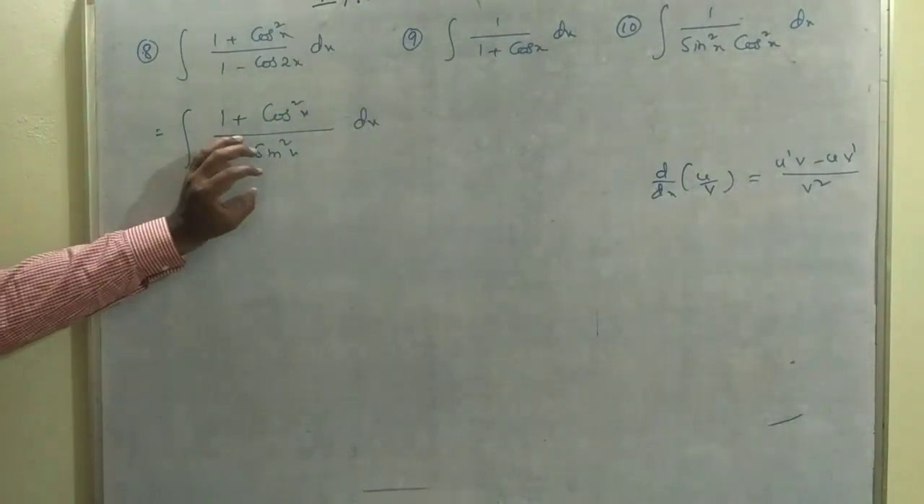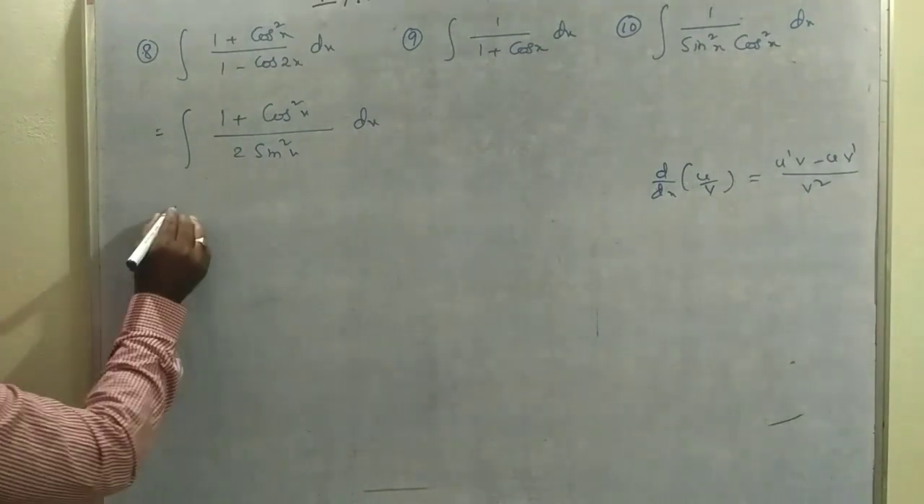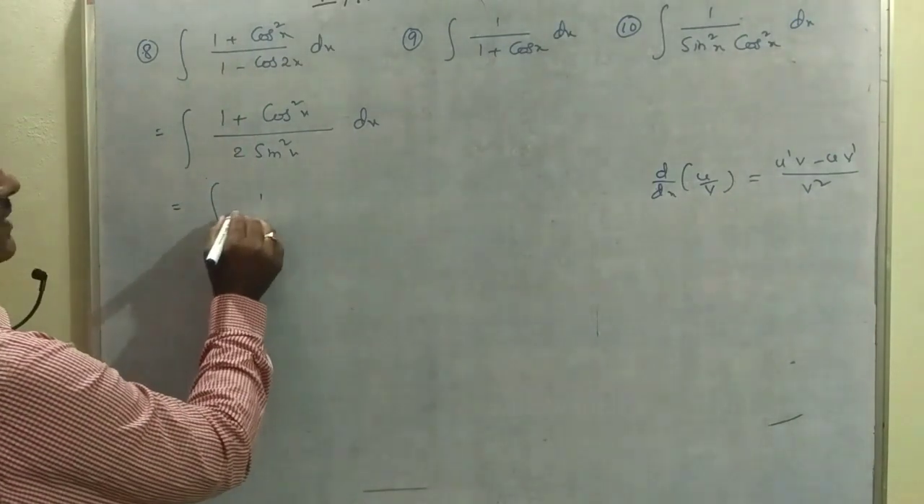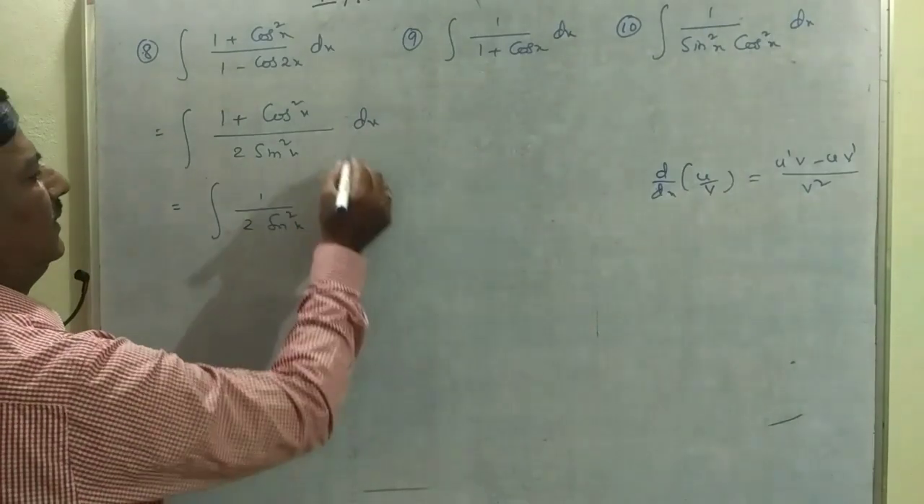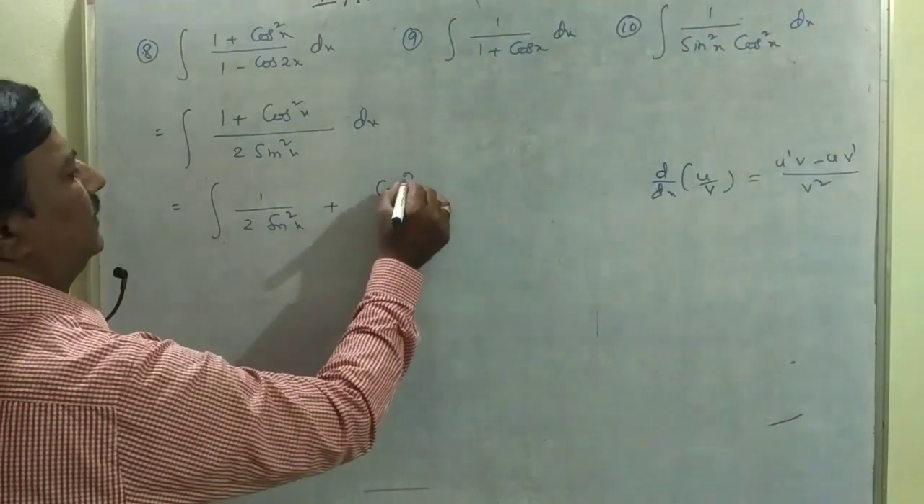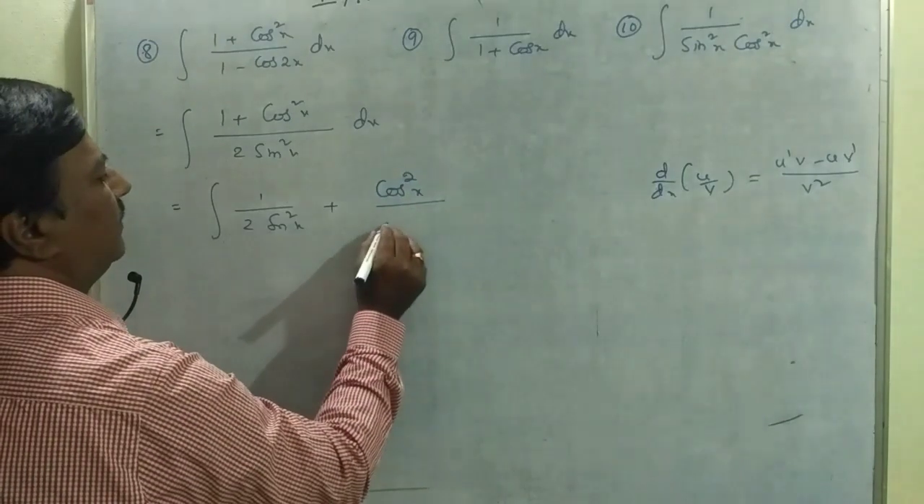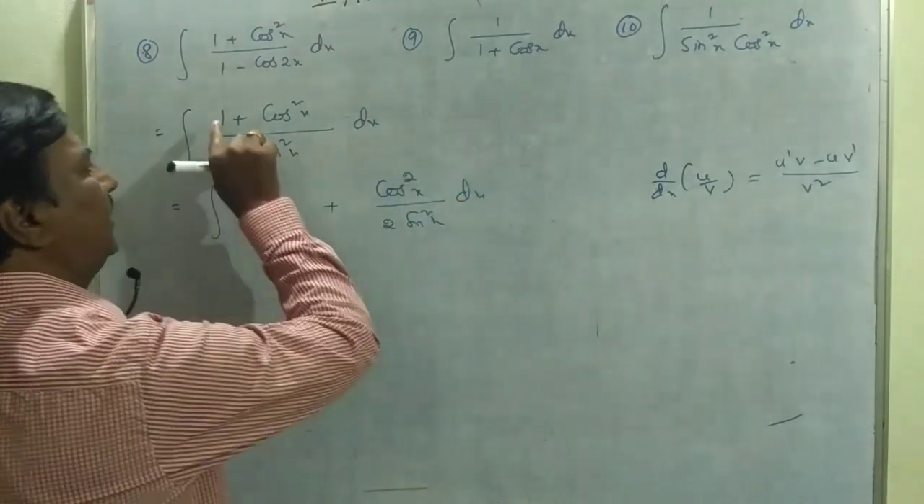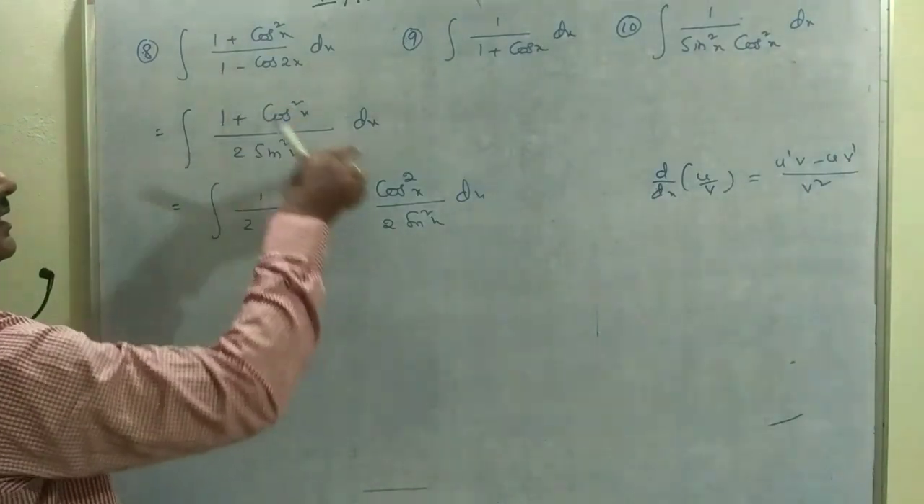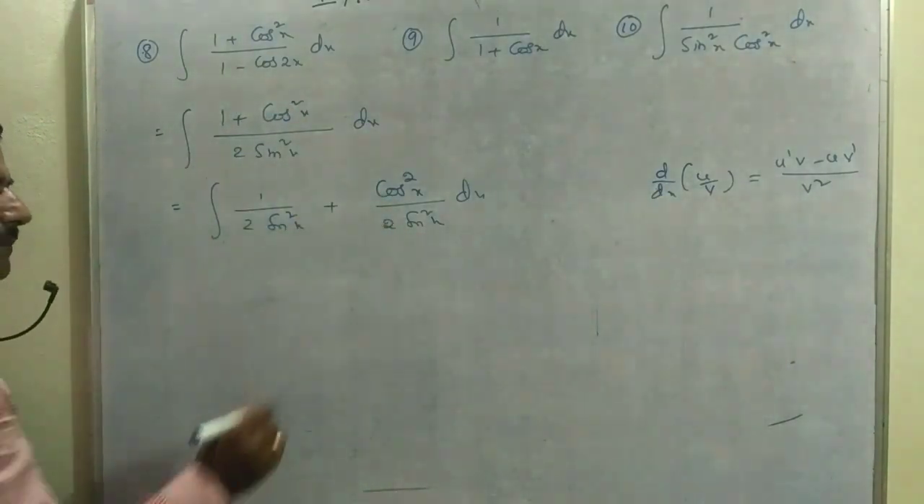Now divide this term individually. That means we'll get 1 by 2 into sine square of x, and this is cos square of x divided by 2 sine square of x. We divided 1 separately and cos square separately.